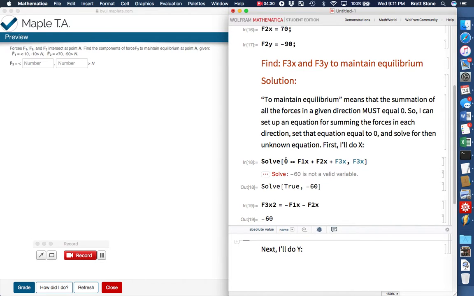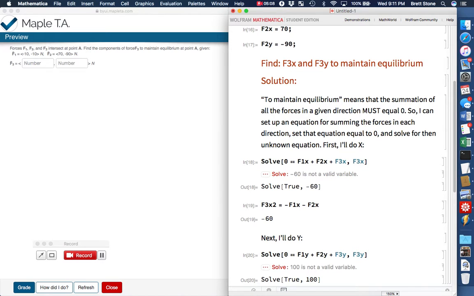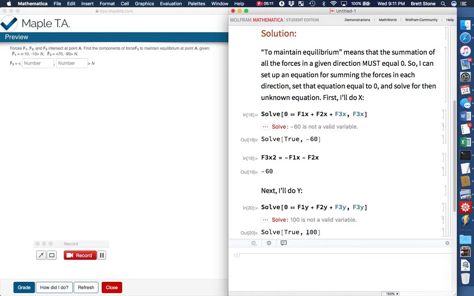So you can do it either way. You can use the Solve function, which is handy when the algebra is not so simple, or you can just do the algebra yourself and get it to pop out the answer. So next we'll do the y values, and we'll just be lazy and do Solve. So Solve 0 is equal to F1y plus F2y plus F3y, and we want to solve for F3y. So then I'll hit Shift Enter, and 100 is the value.